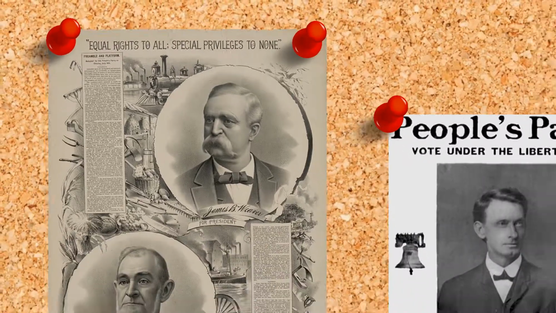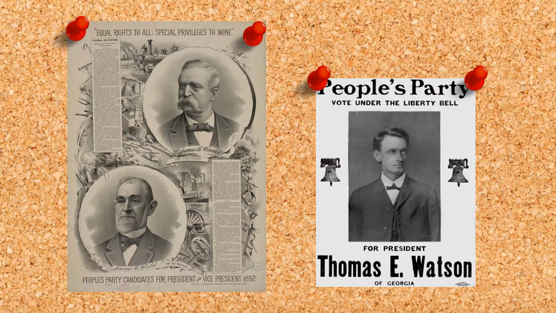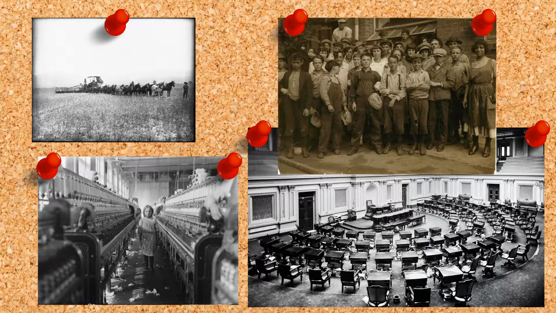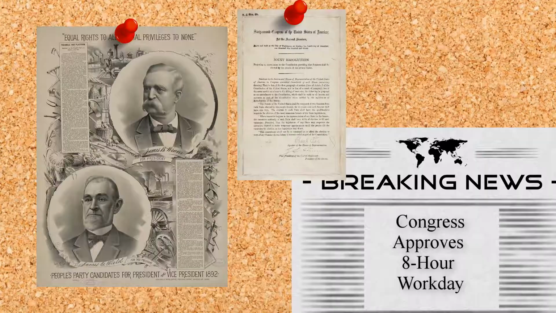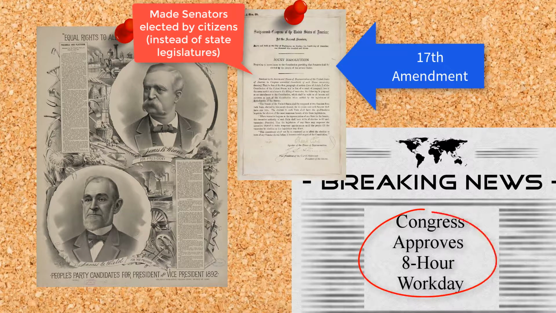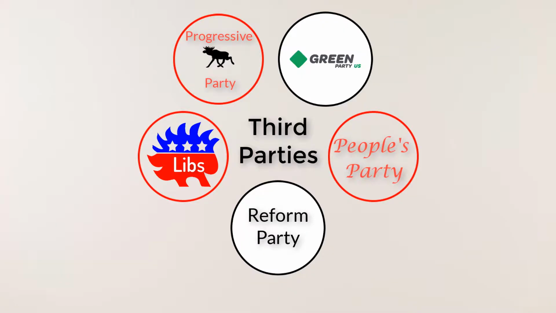One of the most successful third parties in U.S. history was the Populist Party, sometimes known as the People's Party, in the 1890s. The Populist Party was a coalition of farmers and working-class people who thought senators should be elected by the people and believed the government should enforce a mandatory 8-hour workday. Though they didn't win any presidential elections, their ideas were adopted by future Democratic and Republican presidencies.